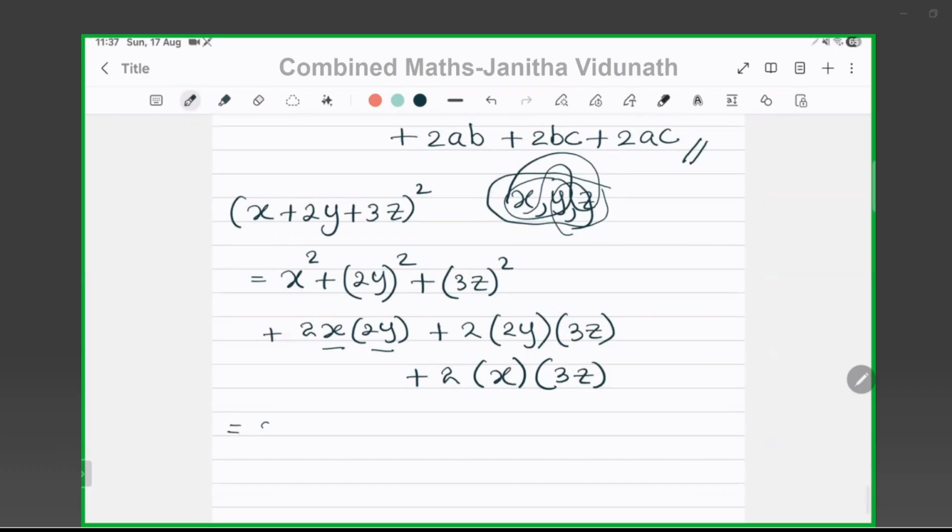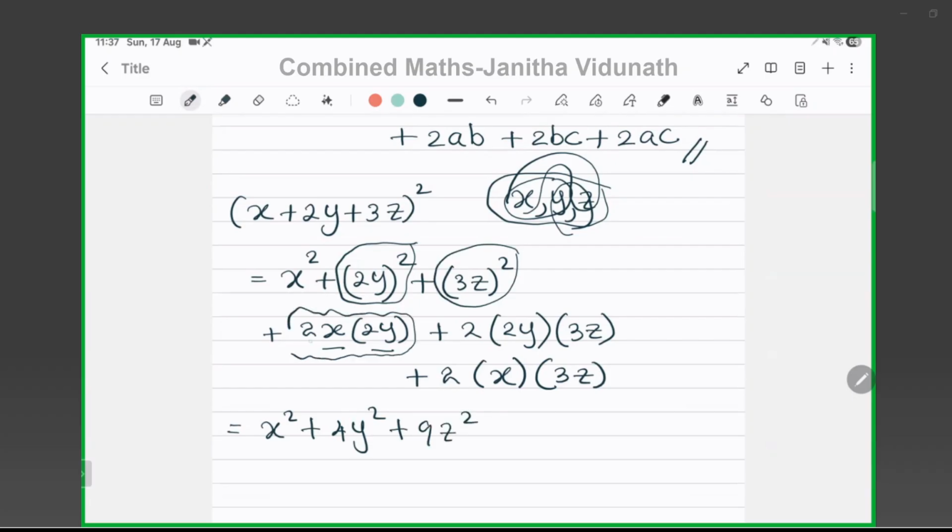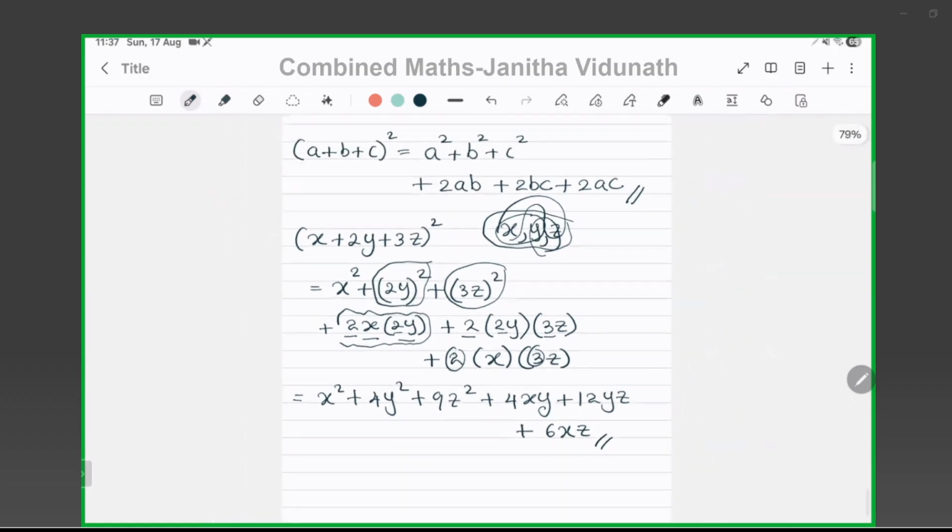Then our final answer is x square. This is simplified as 4 times y square. This is simplified as 9 times z square. And this can simplify as 2 times 2 is 4, then 4 times xy. Then here 2 times 2, 4, 4 times 3, 12. Then we get 12yz. And finally, we get 2 times 3 is 6. Then we get 6xz. Okay. I will give 1 minute to write down this.